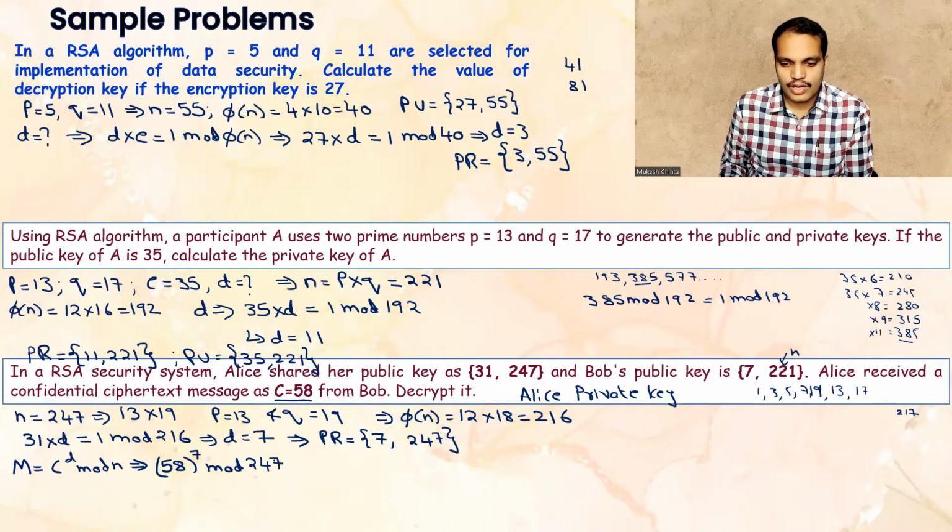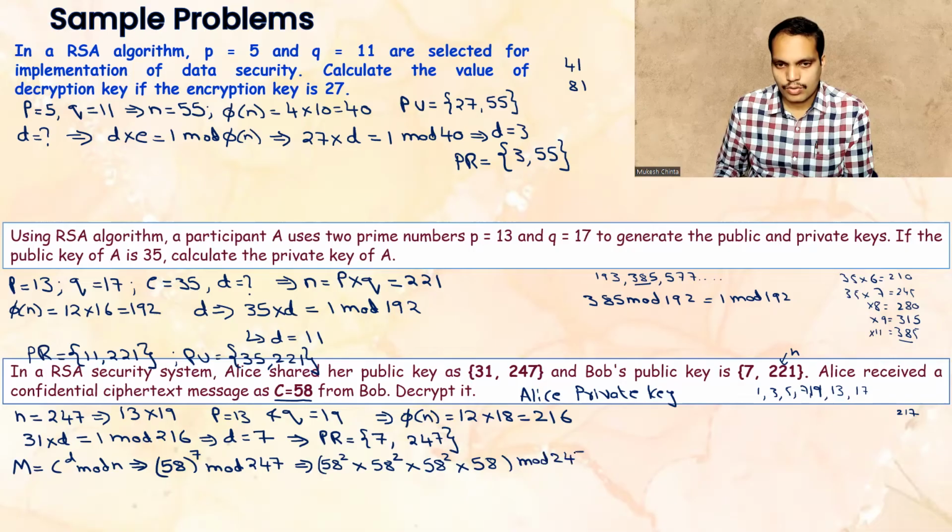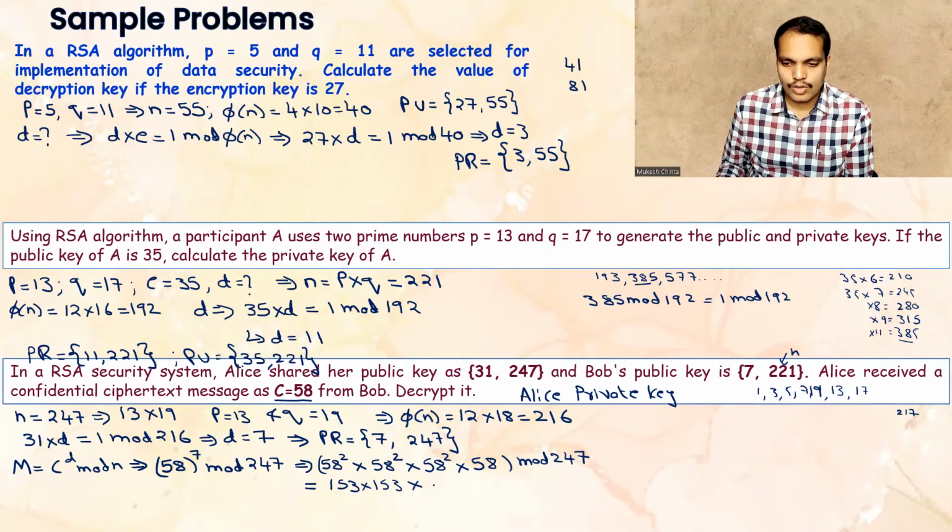Once again, if it is a large number, please do not get frightened. You just break it down into small numbers. If I were you, I'll take it into smaller numbers. You can write this as 58 square into 58 square into 58, whole mod 247. So 58 square mod 247 gives you 153. So 153 into 153 into 153 into 58.